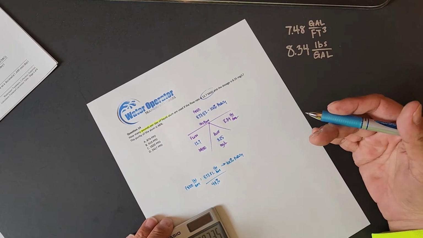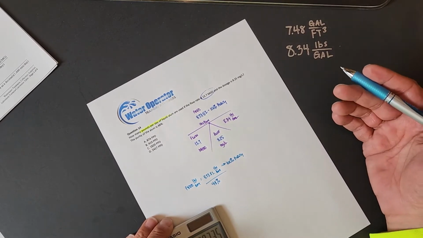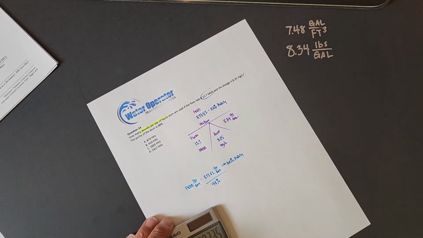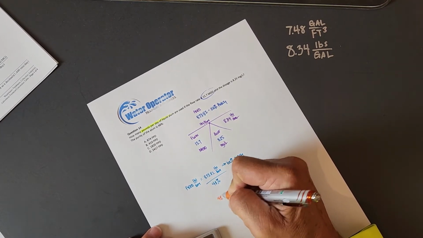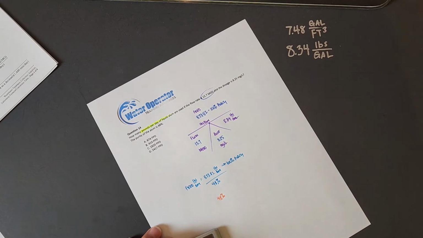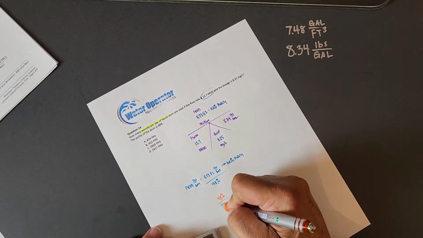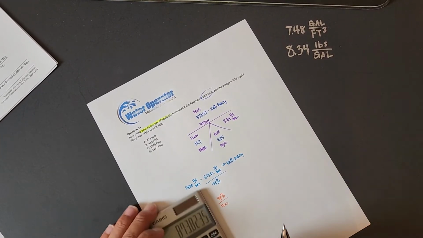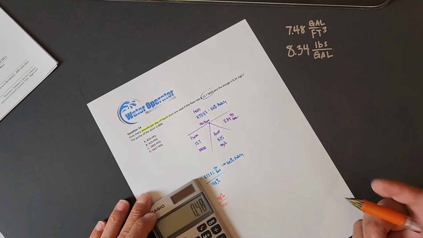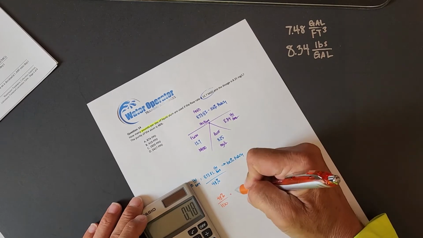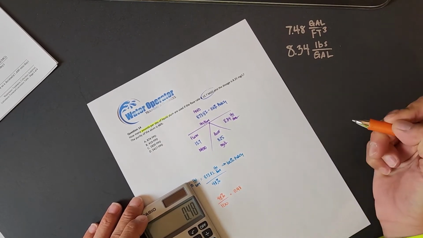But we need to convert 48% to a decimal. How do we do that? Well, let's take 48%, divide by 100. 48 divided by 100 equals 0.48.